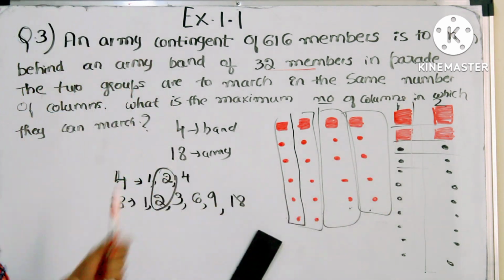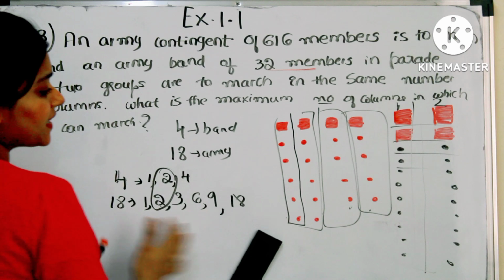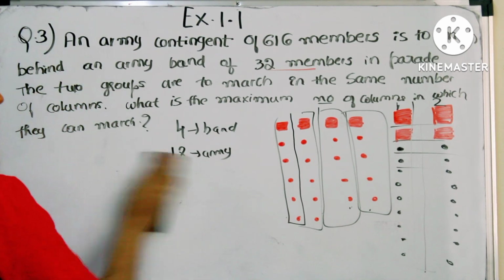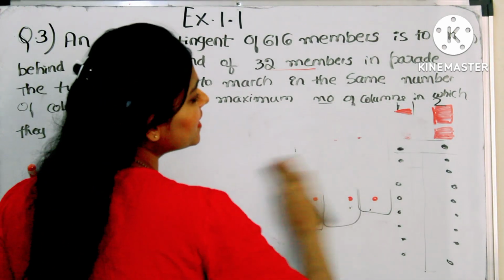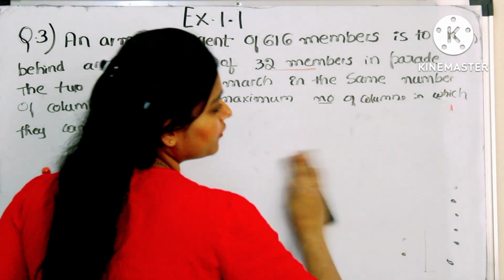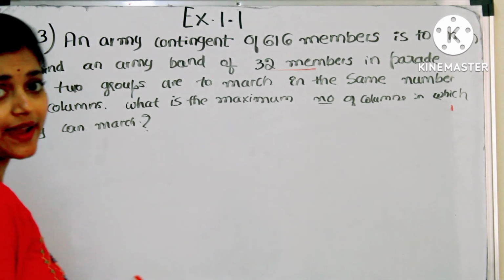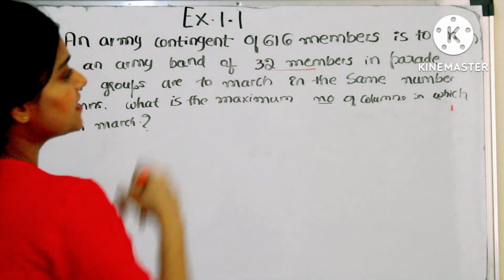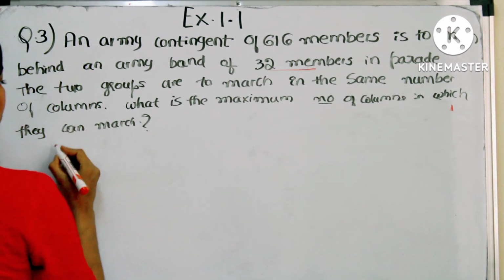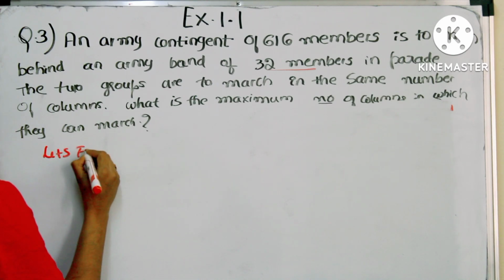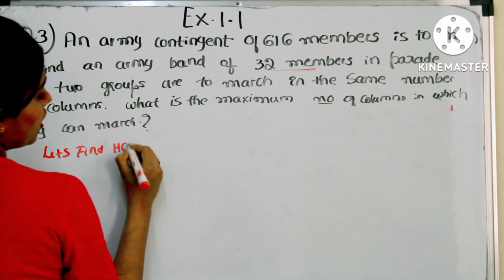So this is done by using HCF, right? Similarly here also, what we have to do is find the HCF first. So we have to find the HCF for 616 and 32. So let's find the HCF of 616 and 32.